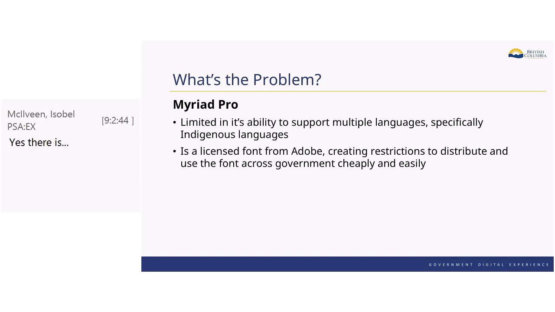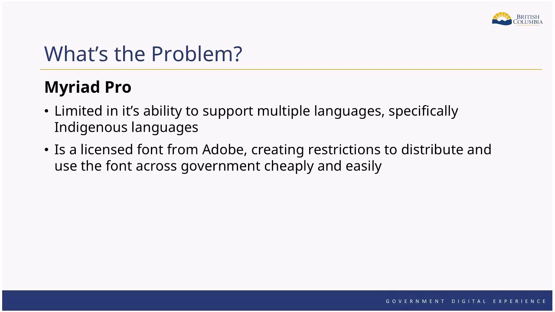The current brand standard for web was called Myriad Pro. As we were looking at how we could support teams to build digital services and provide them with the resources and fonts that they need, we found that there were a couple of issues. First, even though Myriad is a well-designed and extensive font, there was some lack of support in different languages, and specifically in Indigenous languages.